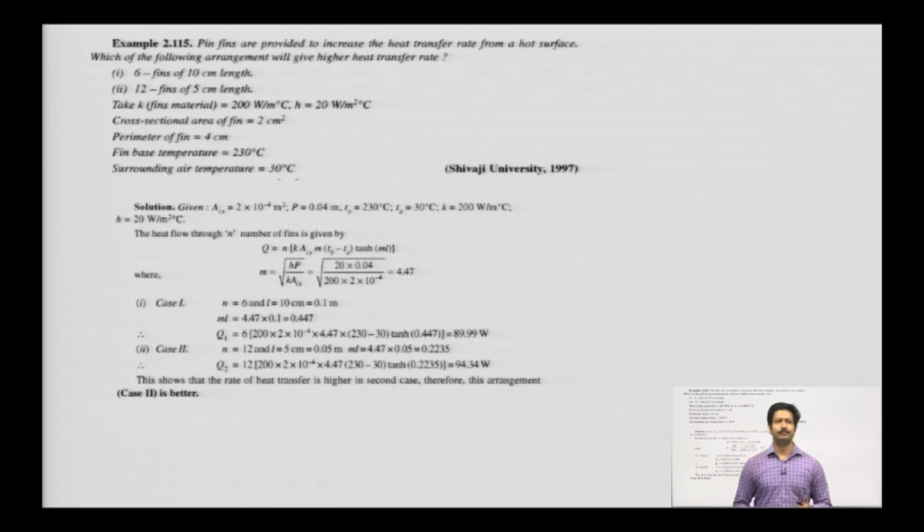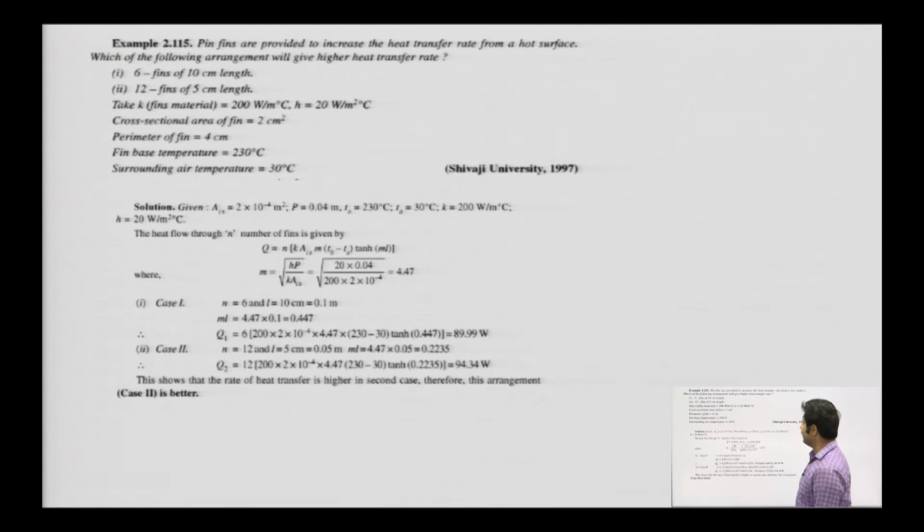Okay, the next: pin fins are provided to increase the heat transfer rate from a hot surface. Which of the following arrangements will give higher heat transfer rate? 6 fins of 10 centimeter length, it's a comparison, right? And then 12 fins of 5 centimeter length. Take the fins' thermal conductivity as 200 watts per meter degree Celsius and h as 20 watts per meter square degree Celsius. The cross sectional area of the fin is 2 centimeters square. Perimeter of the fin is 4 centimeters. Fin base temperature TO is 230 and surrounding air TA is 30 degrees Celsius.